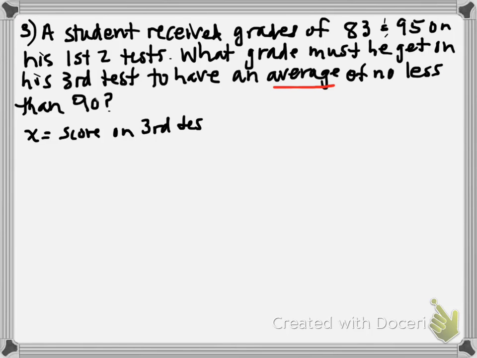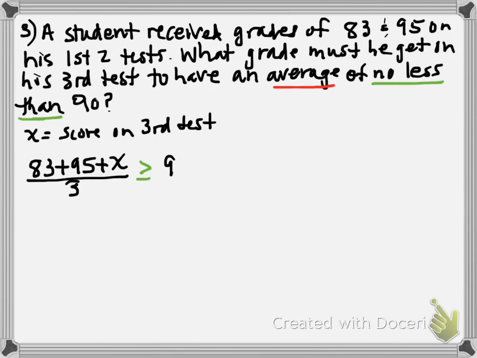Now, if you think about it, this is kind of a funny question because it doesn't matter what you calculate that you need, you still have to earn that grade. So to do an average, we're going to take his first 2 scores, add the 3rd score, divide by 3, and then we need to get to the inequality. So we look and it says no less than. So no less than goes with, it's minimally this, but it could be more. So that translates to greater than or equal to 90.